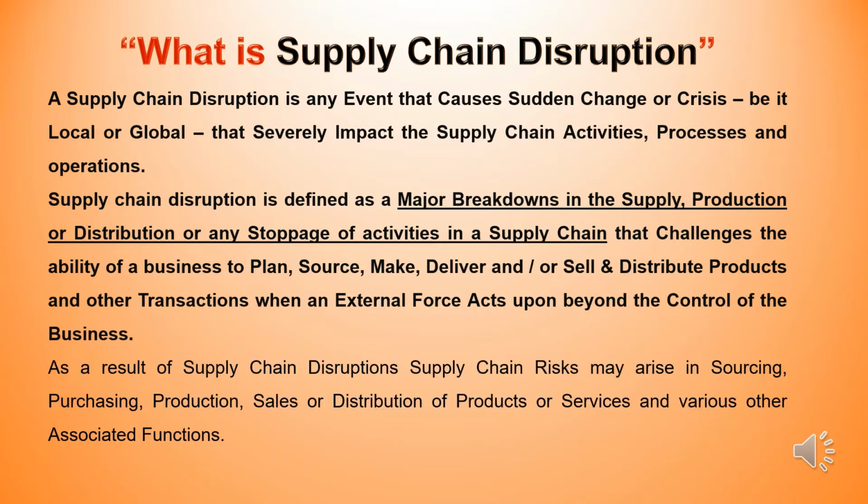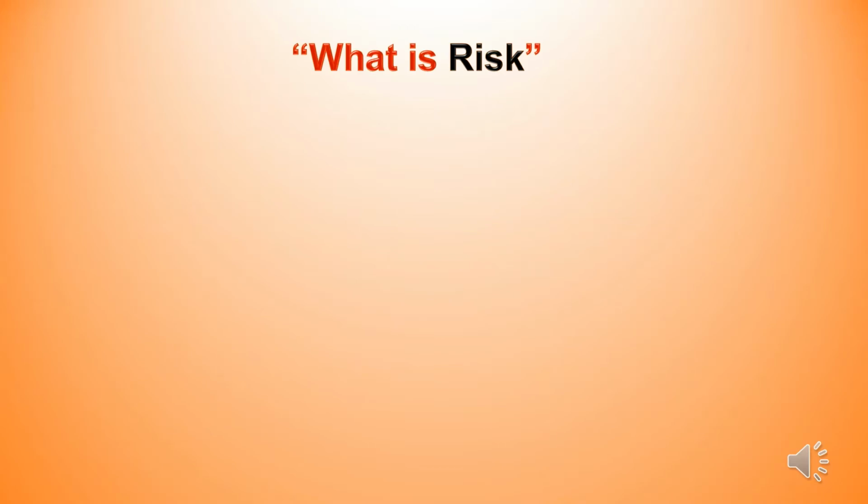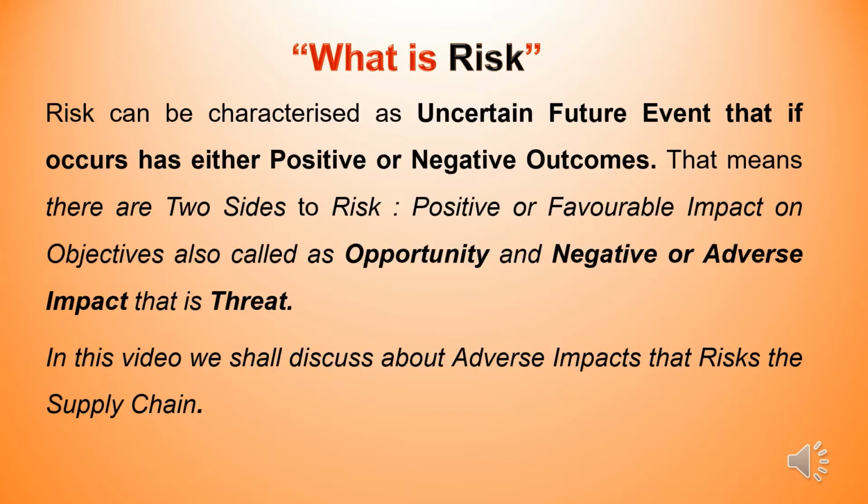As a result of supply chain disruptions, supply chain risks may arise in sourcing, purchasing, production, sales or distribution of products or services and various other associated functions. Now let's discuss what is risk. Risk can be characterized as an uncertain future event that if it occurs has either positive or negative outcomes. That means there are two sides to risk: positive or favorable impact on objectives, also called opportunity, and negative or adverse impact, that is threat. In this video we shall discuss the adverse impacts that put the supply chain at risk.